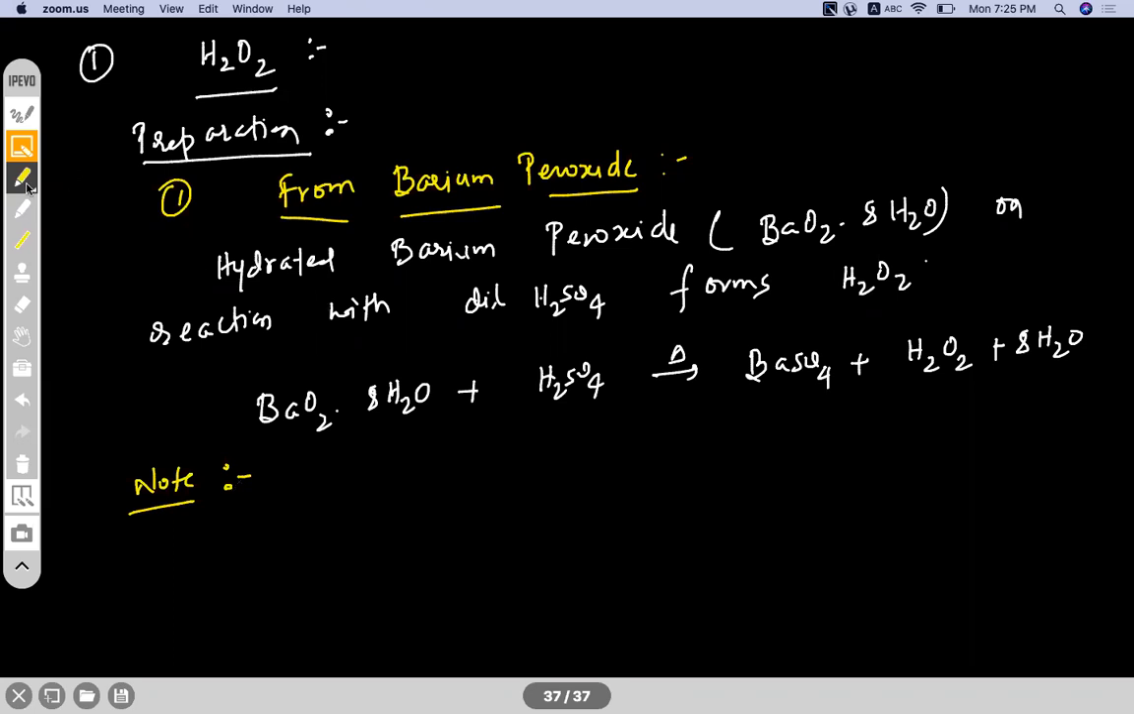One last thing, instead of H2SO4, we can also use H3PO4, orthophosphoric acid, and carbonic acid, that is H2CO3. H2CO3 is carbonic acid, H3PO4 is orthophosphoric acid. As an acid, we can use these two also for the same purpose.